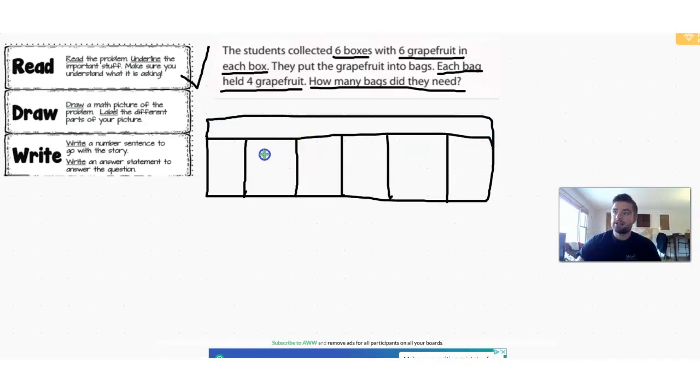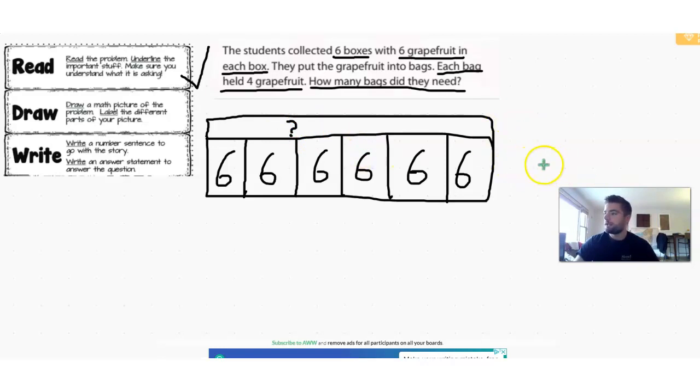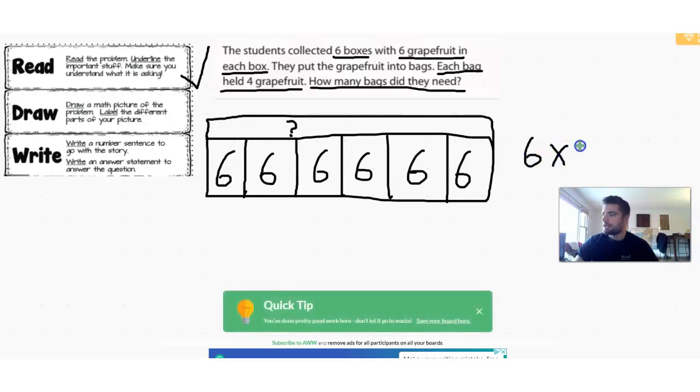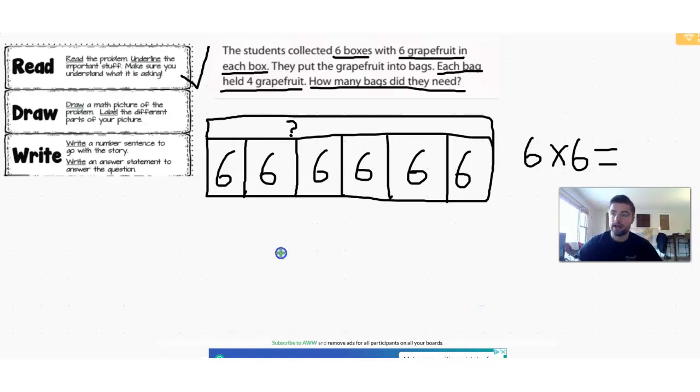And in each box, if we look back at the problem, we see that there's 6 grapefruit in each box. So I'm going to draw a 6 in each one of these boxes. That's a lot of 6s. It's actually 6 6s. So now we have to find out all together how many these 6 6s make. How many grapefruits? So this really is a multiplication problem. So our number sentence to go with this is 6 times 6 equals, we'll have to find out.